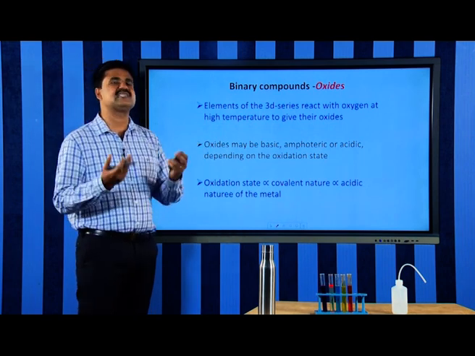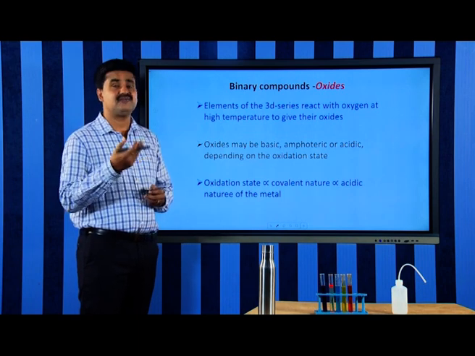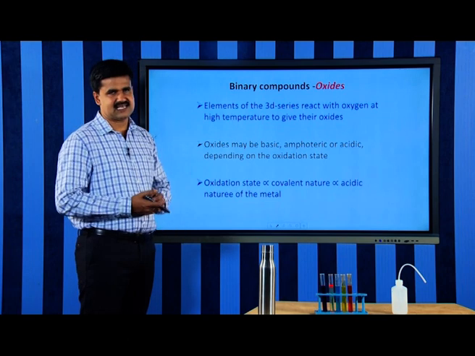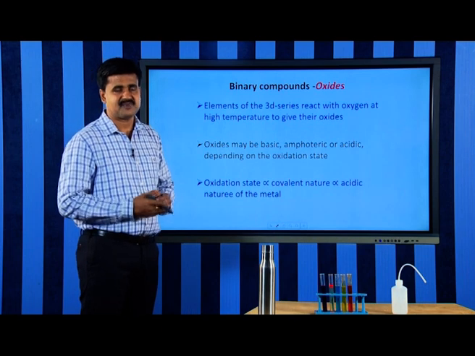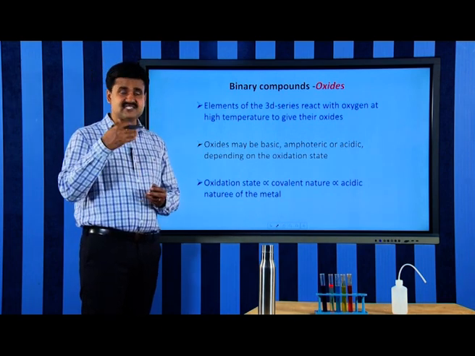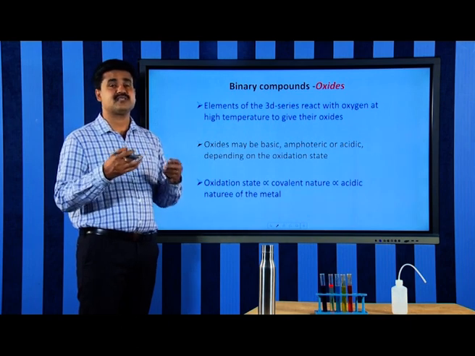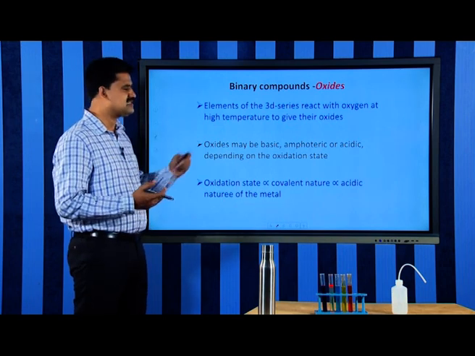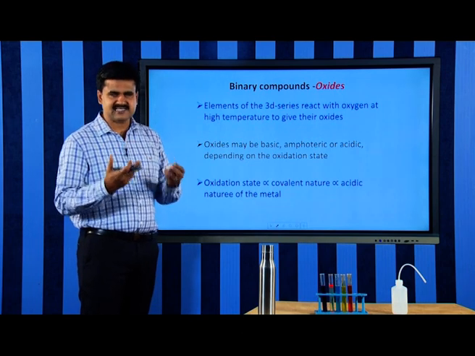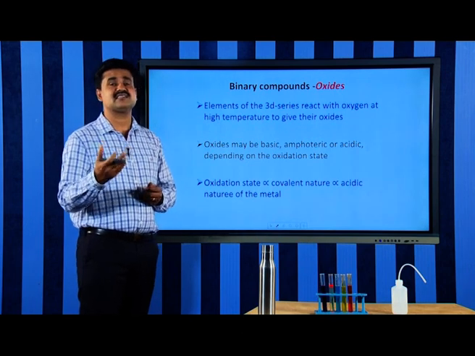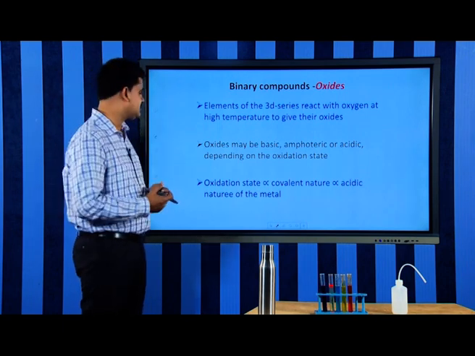Oxides may be of 3 types based on their nature. They may be basic, amphoteric or acidic. This is governed by the oxidation state of the central metal. That is, based on the oxidation state of the central metal, there are 3 kinds of oxides from transition metals: basic, amphoteric and acidic. What are amphoteric compounds? They exhibit the properties of both acid as well as base. That is, they can react with a base as well as an acid.